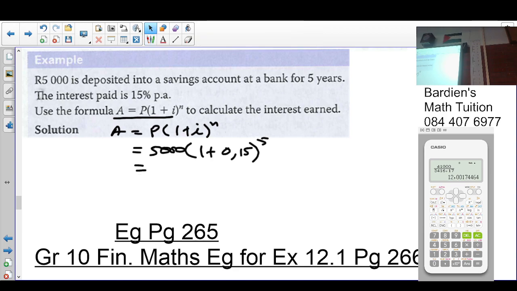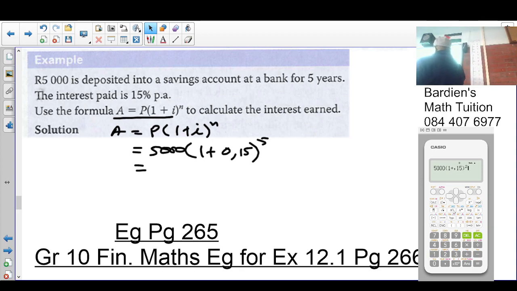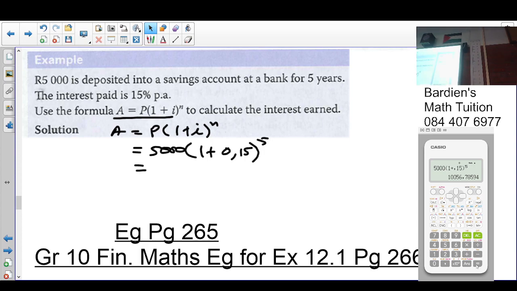And of course, for that in our calculator, it's going to be 5,000 rand into 1 plus 0.15 to the exponent 5, not 2. Okay, 10,056 rand and oh, that is exactly the same calculation they did in the example that we started with. Not so? Is that correct? Yes. Right.